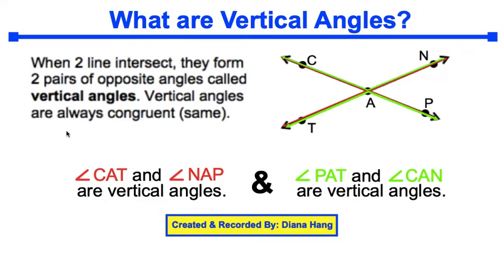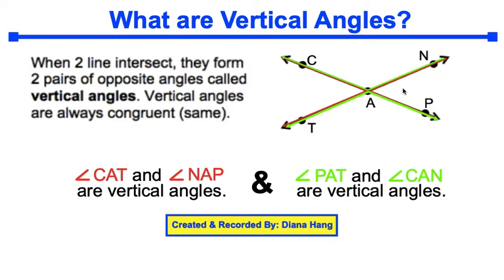So let's look at our diagram right here. We have this line intersecting with this line, and therefore, four angles are formed as a result of that. Let's look at the angles outlined in red. Angle CAT and angle NAP. They are located across from each other, or opposite from each other, and they are called vertical angles.